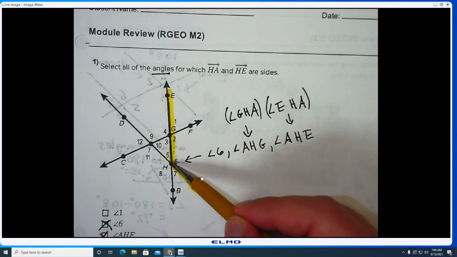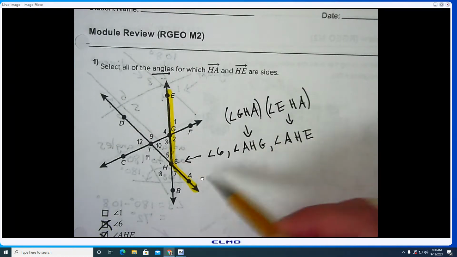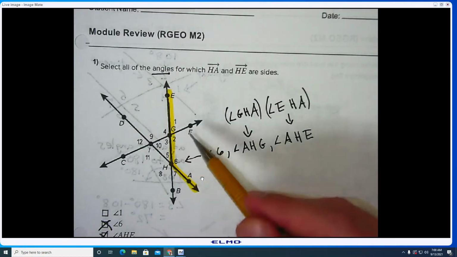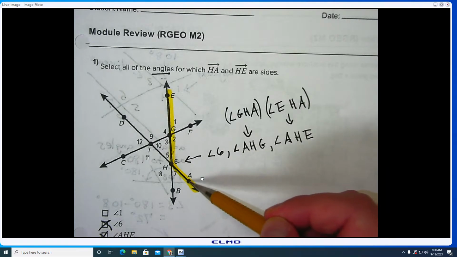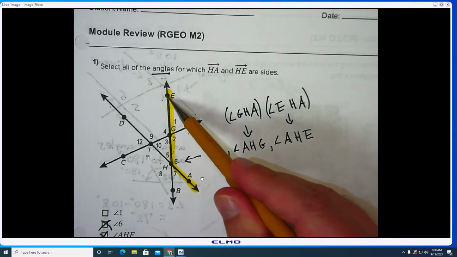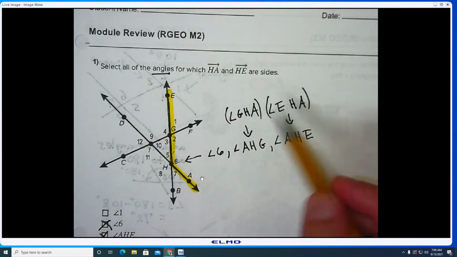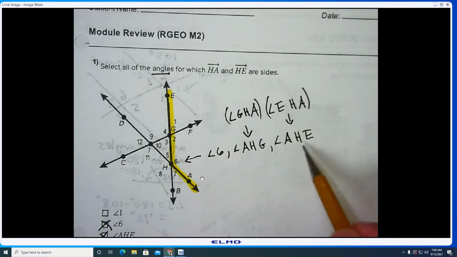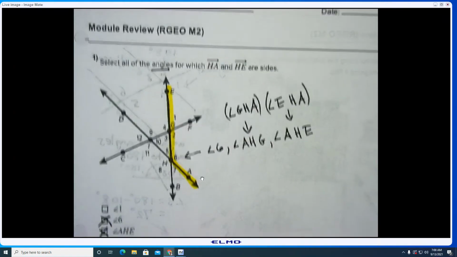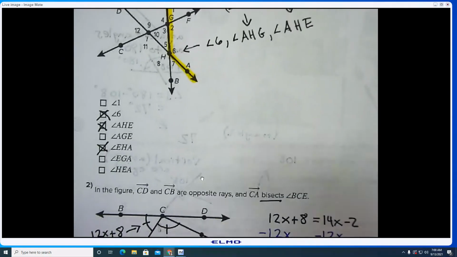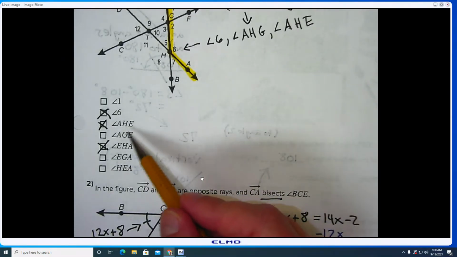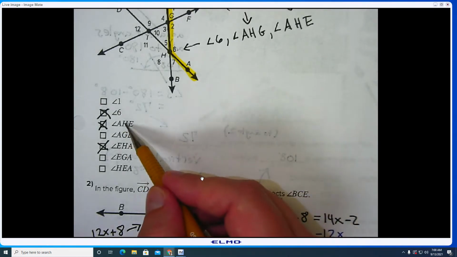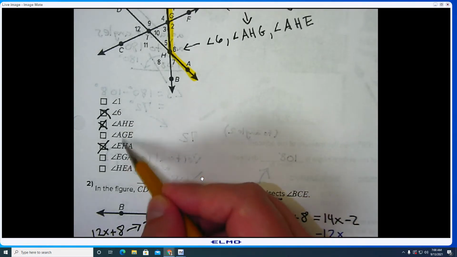H has to be in the center. H is the vertex or the corner, so that has to be in the center, but the other 2 can go either way. And then the same idea, we can have A, H, E, or E, H, A. So those are the 3 there. And then we're just making sure that, like I said, the order might be a little mixed up, but H definitely has to be in the center.